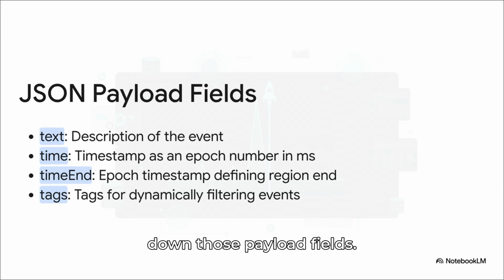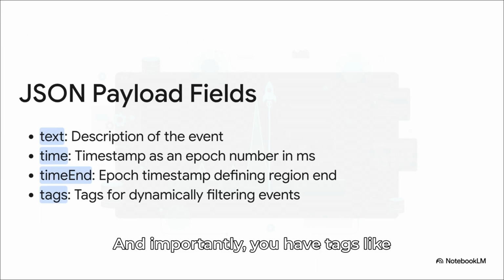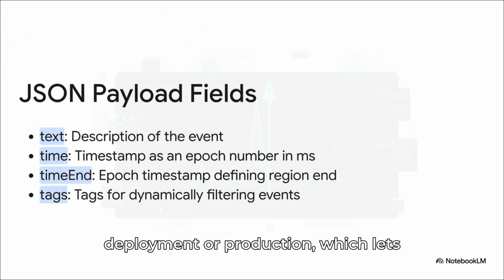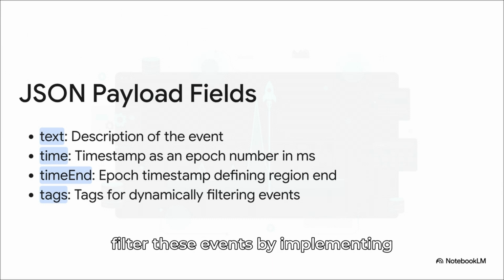Let's break down those payload fields. You've got text, which is just the description of the event, something like deployed version 2.1. Then there's time, which is the timestamp formatted as an epoch number in milliseconds. You can also throw in timeEnd if you're defining a region instead of just a single point in time. And importantly, you have tags like deployment or production, which lets your dashboards dynamically filter these events.